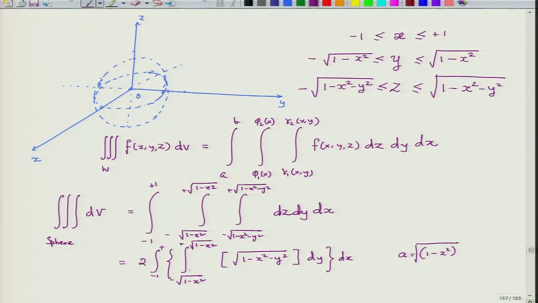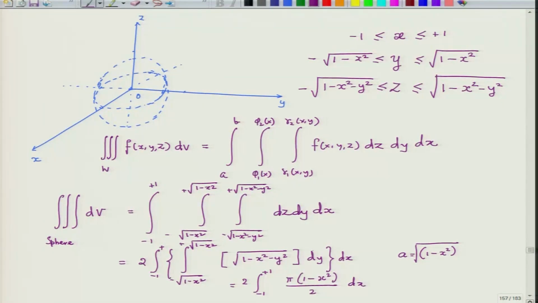If you integrate it, it will be nothing but half of the circle between minus a and plus a, just the positive part, so it will be pi a square by 2. So, this integral, the 2 will cancel out, and finally this part will become the integral from minus 1 to plus 1 of pi a square by 2, that is pi into 1 minus x square, dx, that is what I have to integrate out.